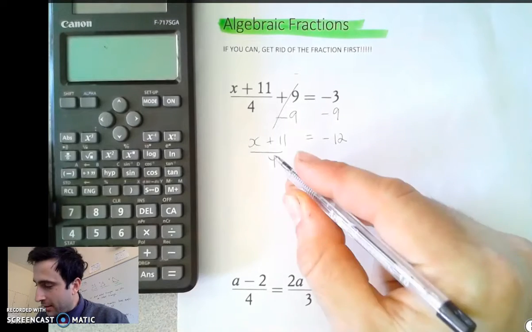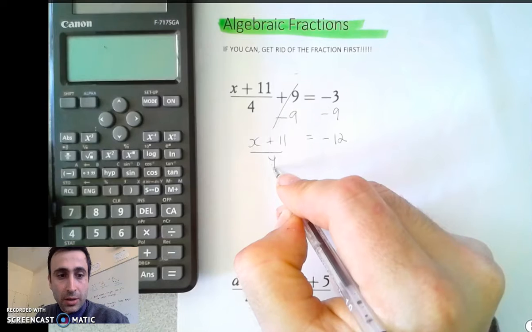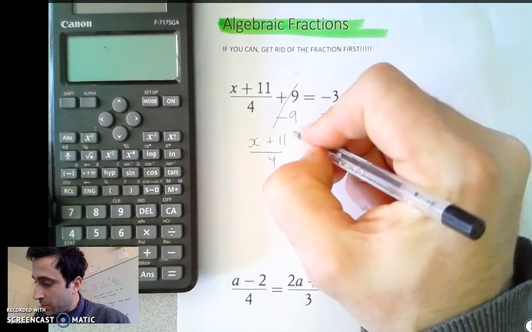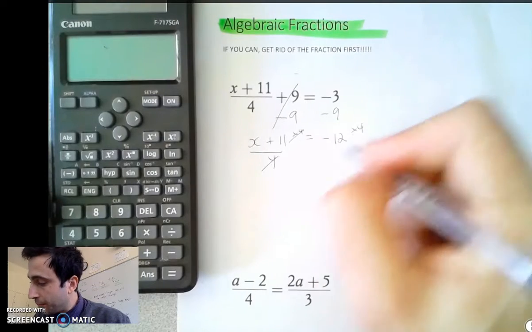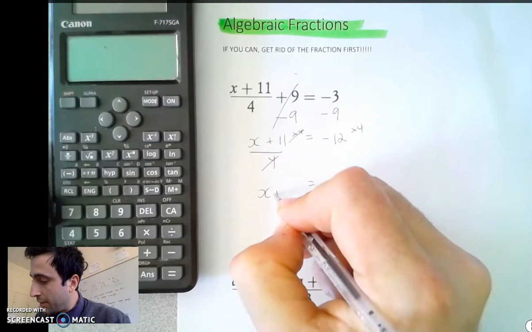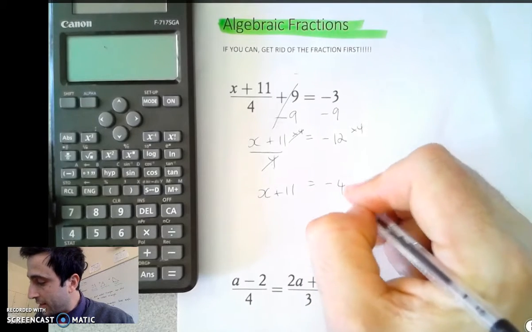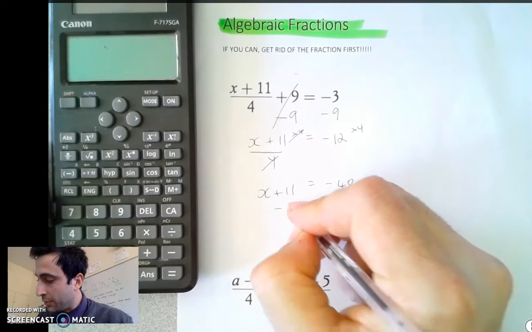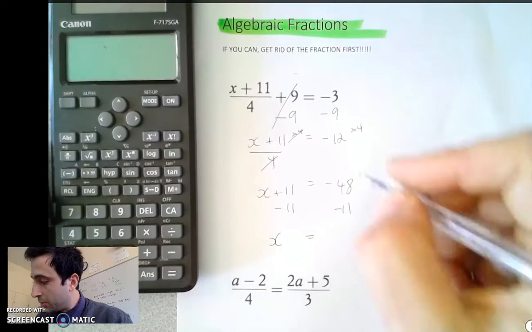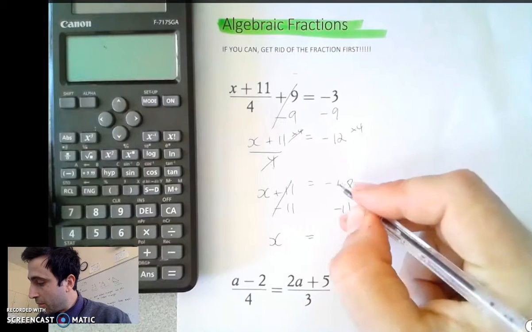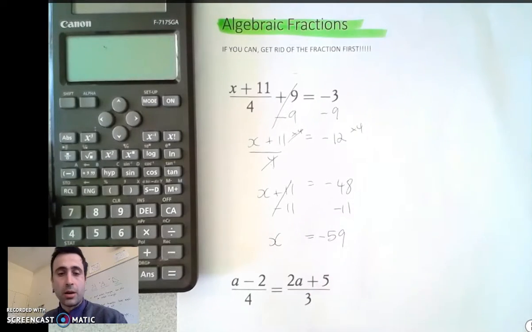And now we can get rid of that, because we can't do anything with that plus 11 until that 4 is gone. So times both sides by 4. They cancel out. Then we end up with x plus 11 equals minus 12 times 4. So that's minus 48. Take 11 from both sides. And x equals, they cancel out. Minus 48 minus another 11 is minus 59.